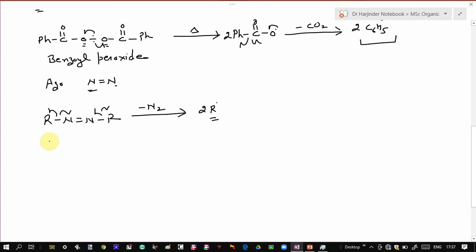And another example is AIBN, which is azo isobutyronitrile. That is this one.